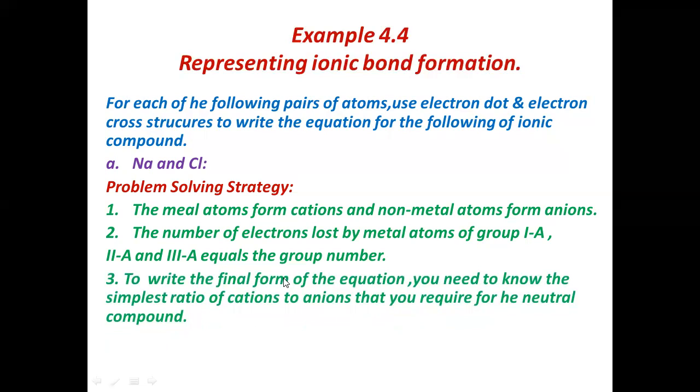To write the final form of the equation, you need to know the simplest ratio of cations to anions that you require for the neutral compound. Write equation using electron dot and cross structures.